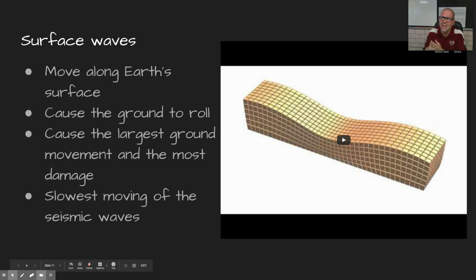Okay? So the surface waves are the slowest moving, they do the most damage, and they're the final, sort of like the icing on the cake as far as the earthquake is concerned, until you get to the aftershocks. And we'll talk about the aftershocks more coming up pretty soon here.